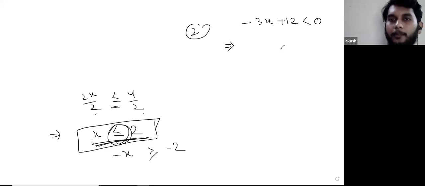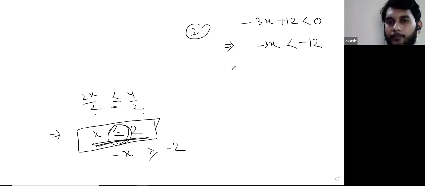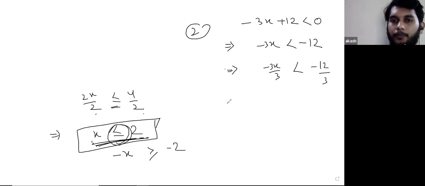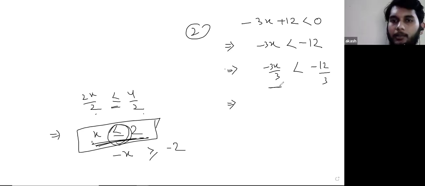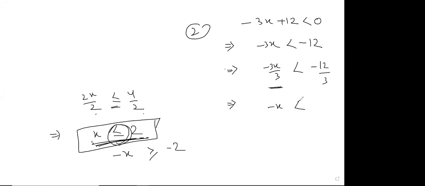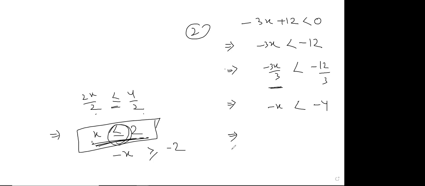Alright, tell me what you did in the first step. I did first minus 3x less than minus 12. Then I divided that by 3. So this will be minus 3x by 3 less than minus 12 by 3. So what will be here? Minus x less than minus 4.